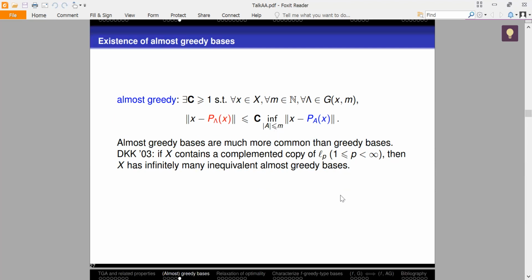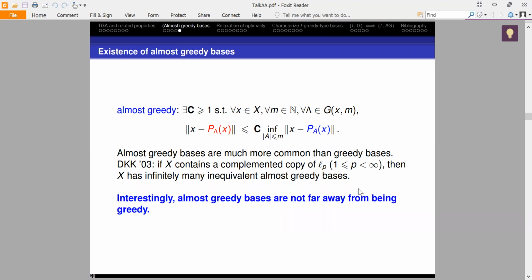However, I want to end this section with a remark that we will see more of in the next section. Almost greedy bases are not far away from being greedy. So you will see why in the next section.